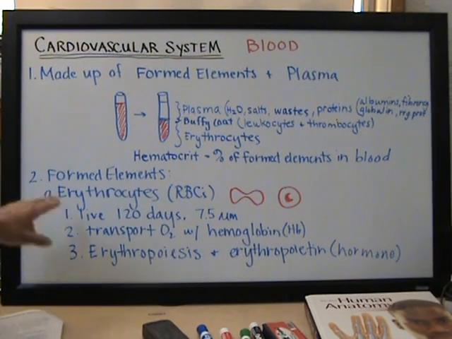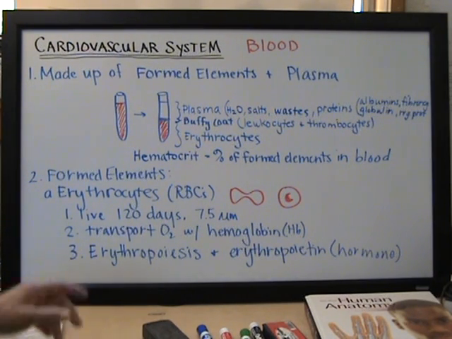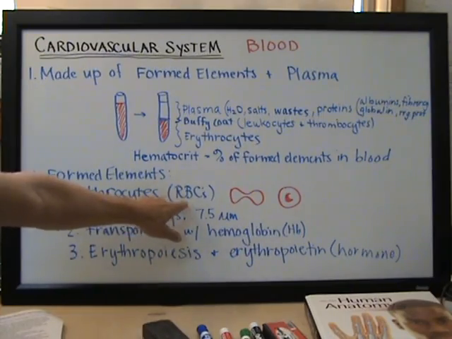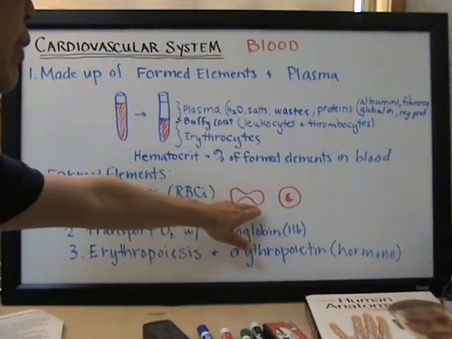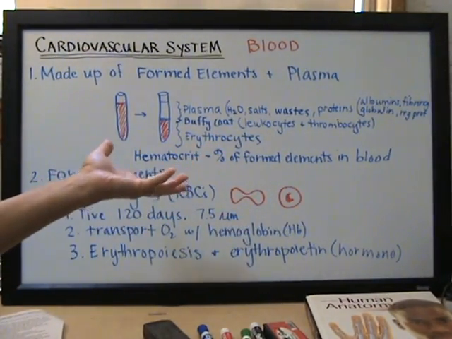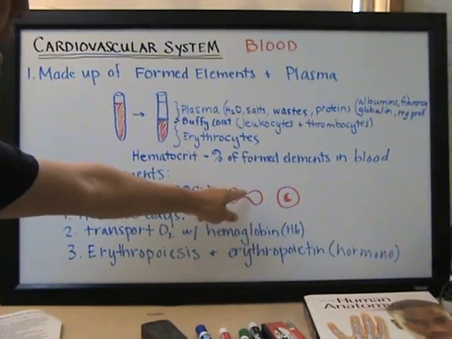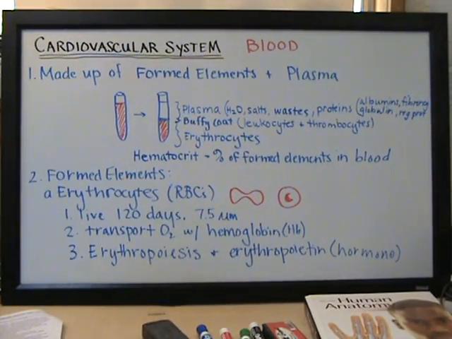All right. So let's take a look at the formed elements. There are three main formed elements. And the first one are the erythrocytes. The erythrocytes are red blood cells. And if we were to take a red blood cell and turn it on its side, it's a biconcave disc. In other words, it's thinner in the middle than it is on the ends.